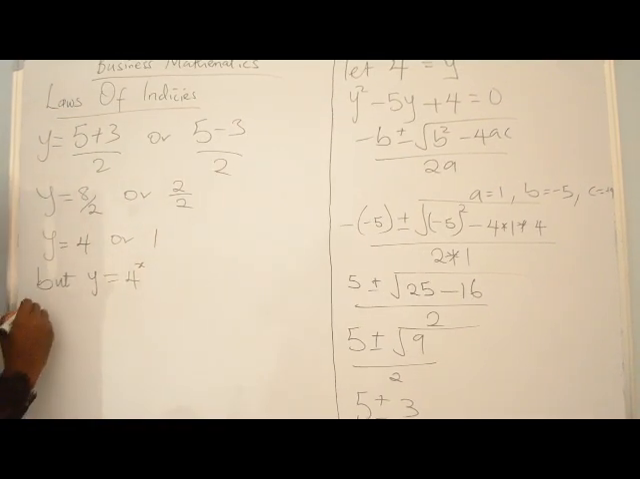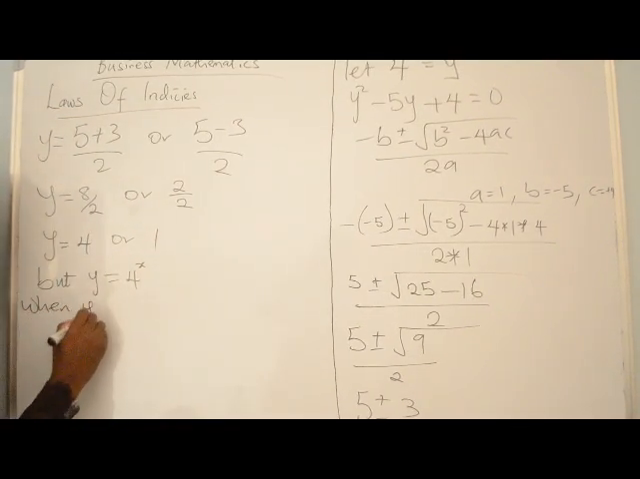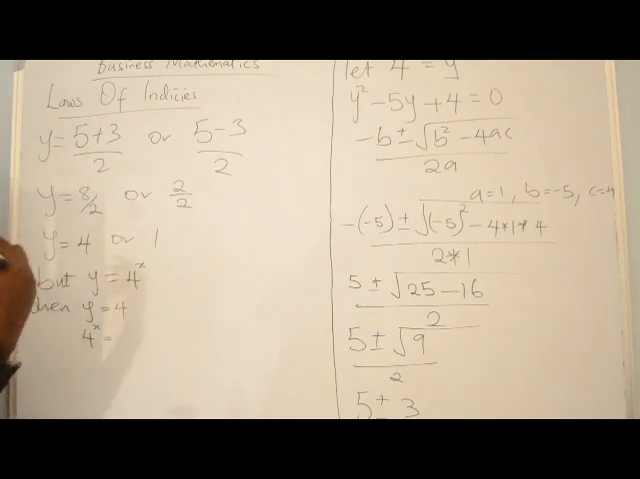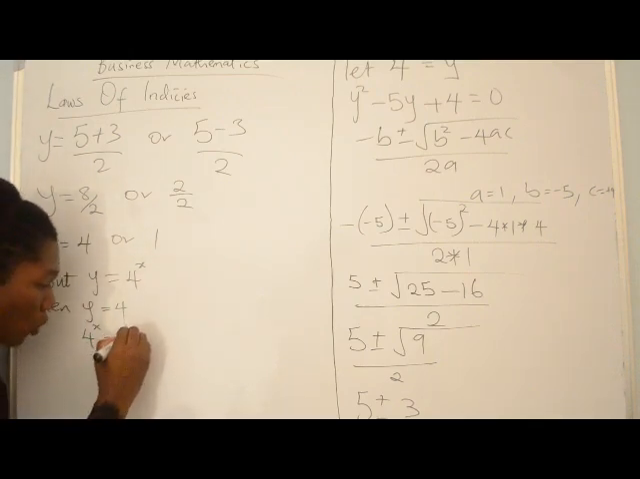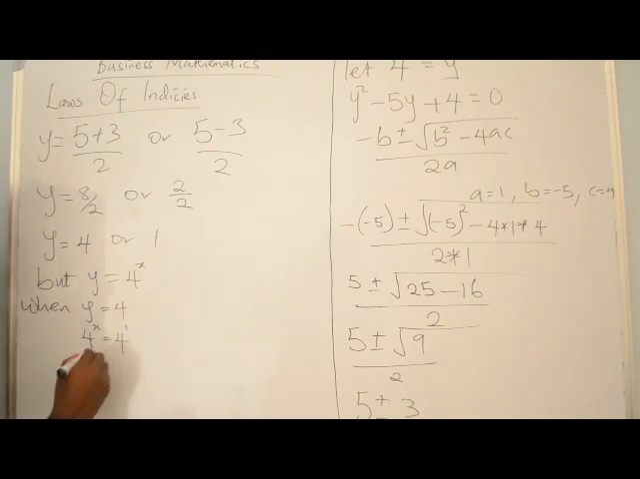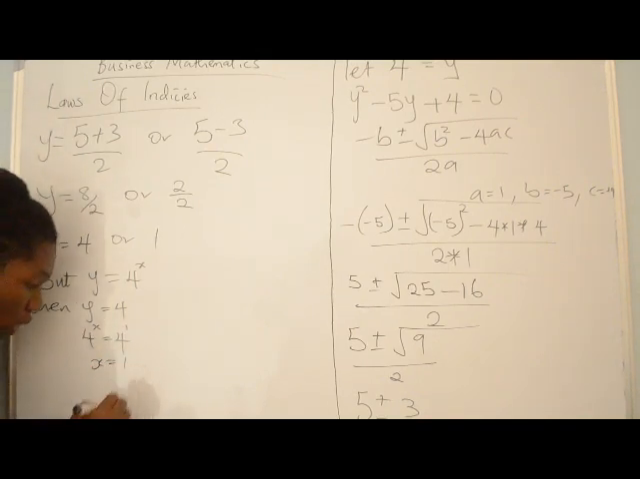So when y in this case is equal to 4, we can say that 4 raised to power x is equal to 4. And we can also say 4 is what? 4 raised to power 1 in index form. Now the bases are the same, we can equate the power, so x is equal to 1.